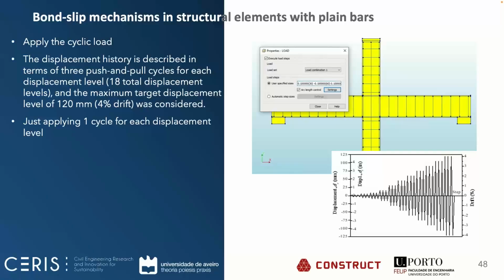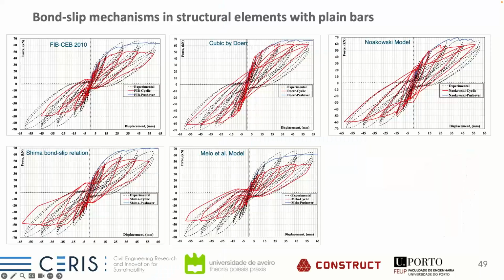Okay, so we have not completely modeled the experimental tests. And here are some results for the FIB, cubic by Doer, Nowowski, Chima, and Mello models. You can see here in black the experimental curve from the experimental tests, in blue the pushover curve, and in red the cyclic test. Of course, this is important: we are always expecting some reduction when we compare the pushover with the cyclic analysis. We are always expecting some reduction of the strength, mainly after the post-peak. But at least for us, we were not expecting such big differences here, and I would say that we need to work a little bit more to understand these parameters.